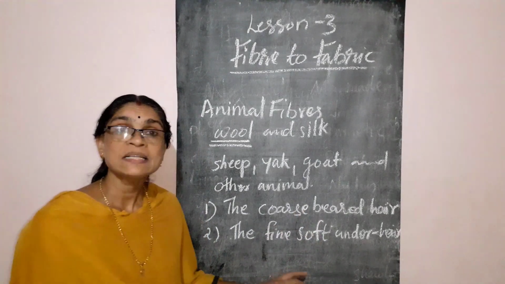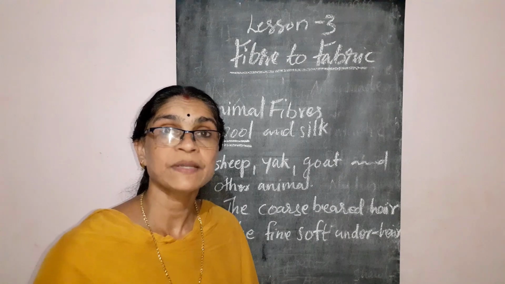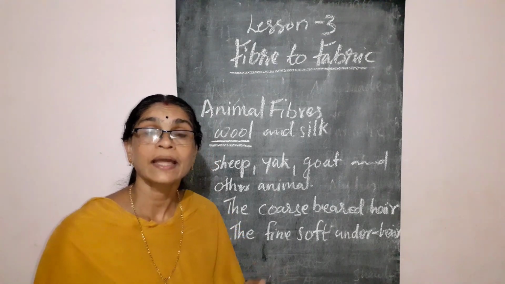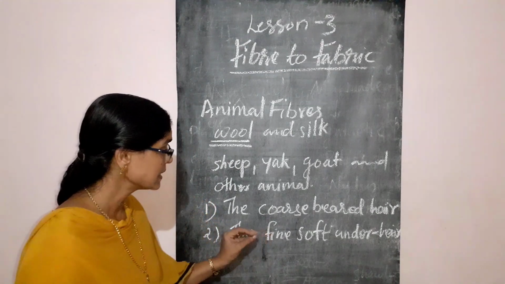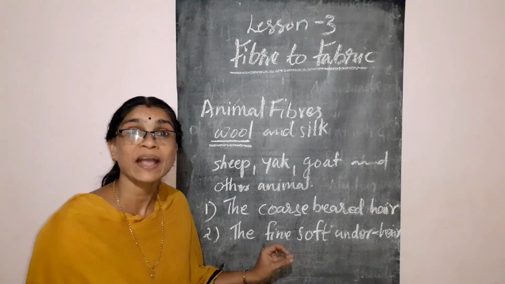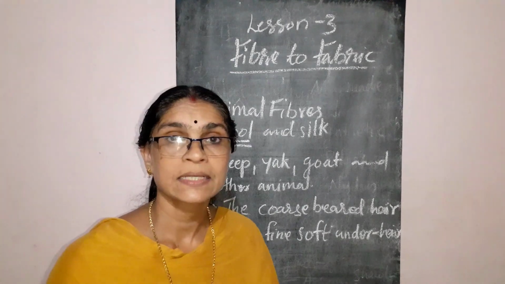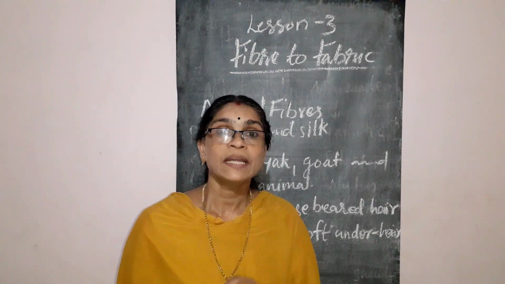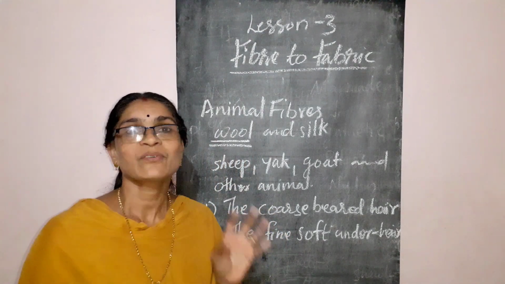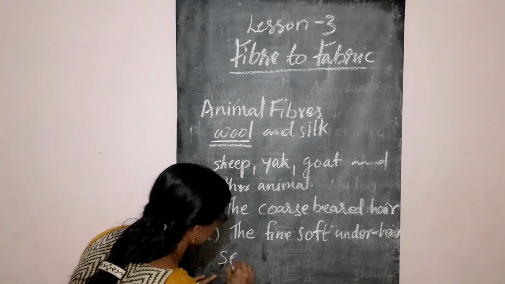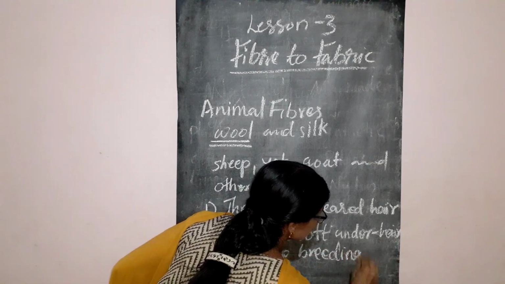So, farmers are selecting the parents for obtaining special characteristics in their offspring. So they are selecting parents for getting quality wool. That means fine, soft wool. The selection of parents for obtaining special characteristics in their offspring is called selective breeding.